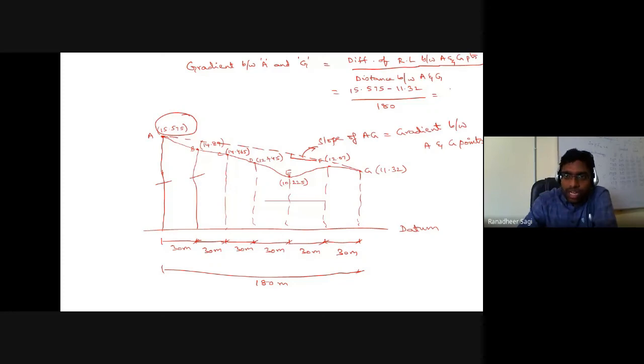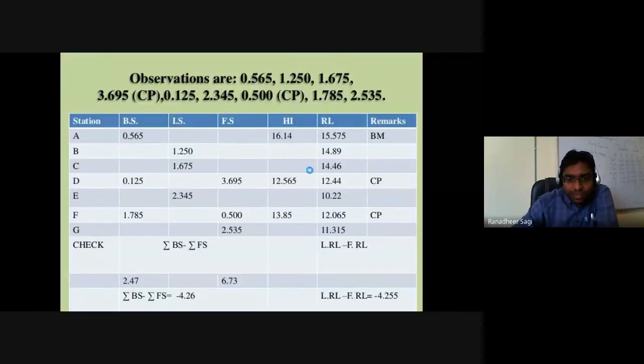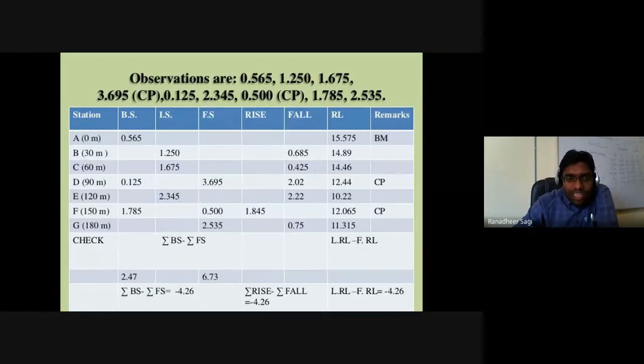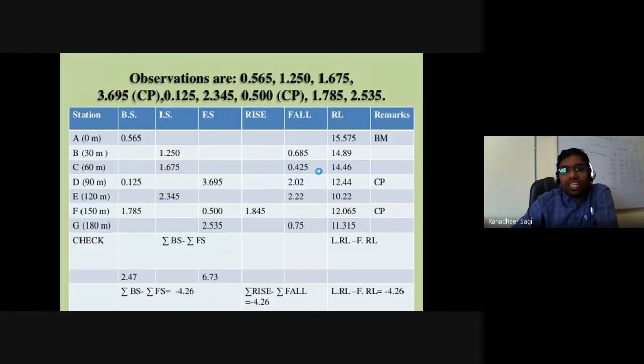But if I write it exactly as a gradient, it is represented as 1 in how much? For 1 unit variation in vertical, how much variation are you talking about in the horizontal direction? So 1 in vertical, if I calculate that using my data values, 1 in 42.25 is what I'll be getting.